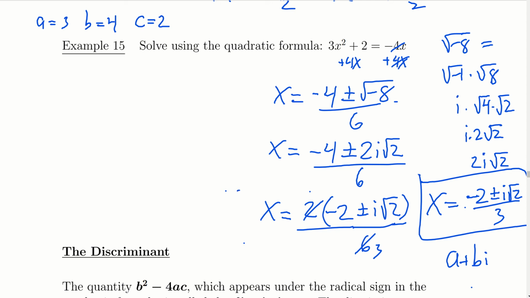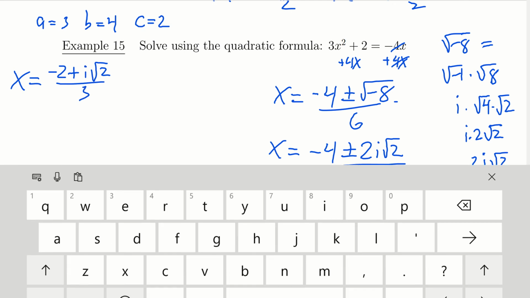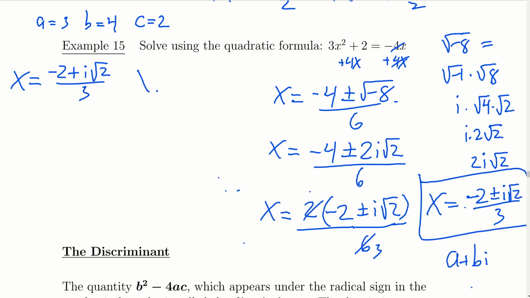So what that would look like would be the following. We have one answer is going to be x equals negative 2 plus i square root of 2 over 3. The other answer is x equals negative 2 minus i square root of 2 over 3.